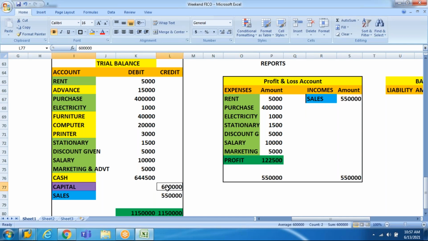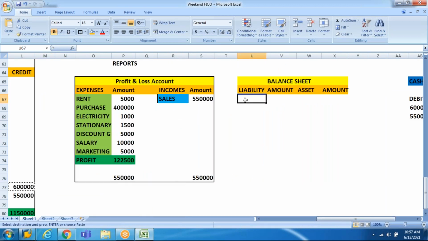Take this capital and keep it under liability. What is the logic for the balance sheet? Liability shows what balance, positive or negative? Negative figure. Asset shows what balance? Assets are debit, so positive. Asset shows a debit balance, which is a positive value. Liability shows a negative value, which is a credit balance. So for liability, make sure you always take the credit number. So 6 lakhs must be credit.